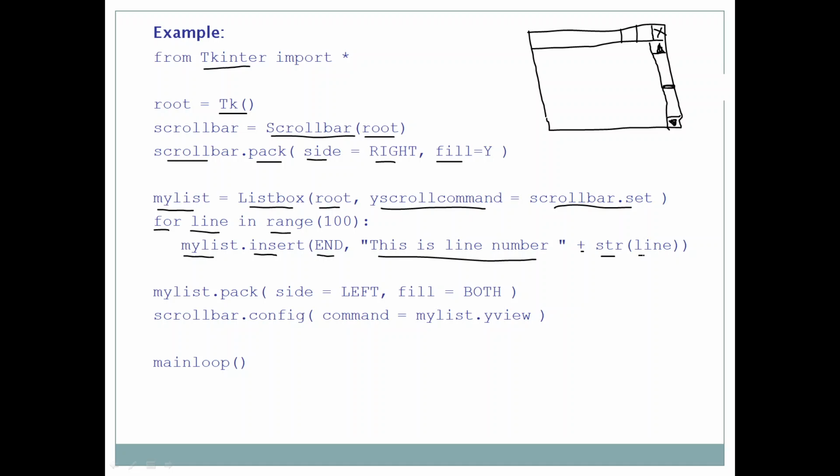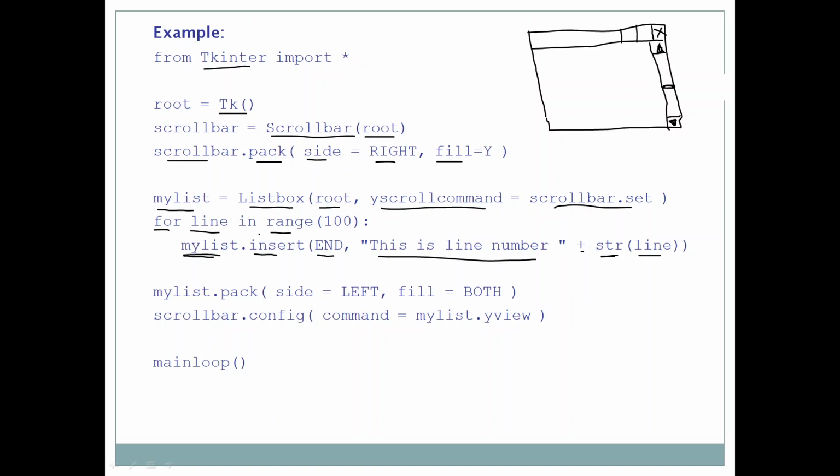str of line. So what is line here? I told you initially line will have value 0, so that 0 we are converting into a string, and we are attaching it to the rest of the string specified in double quotes. So the line would be, this is line number 0 for the first time. When the loop executes the second time, it will be this is line number 1, 2, 3, 4, like that till 99. We are adding the lines in mylist.